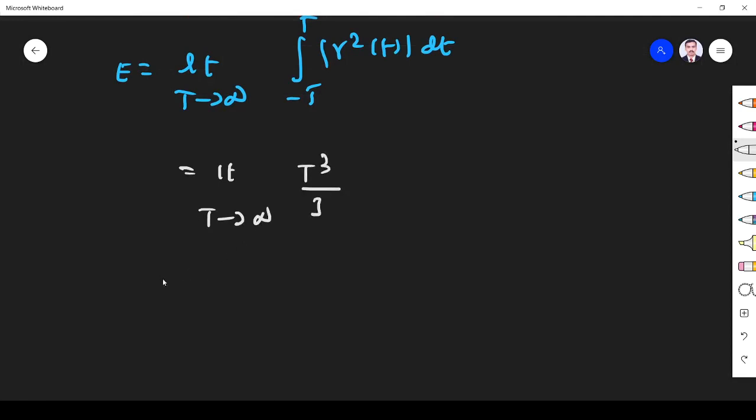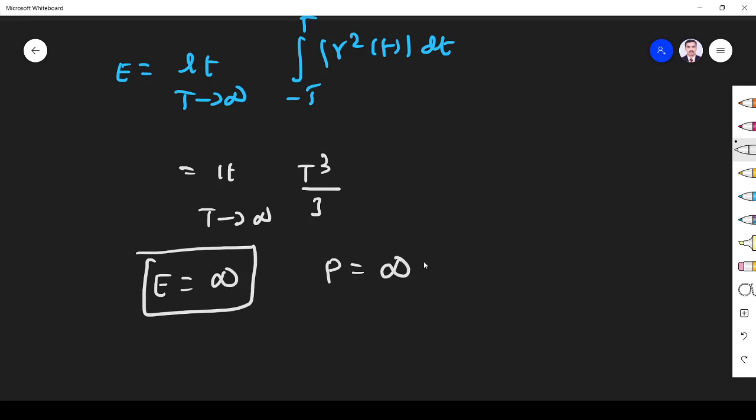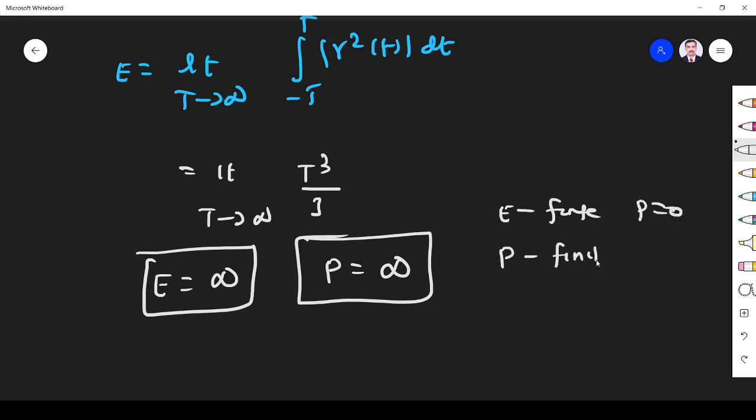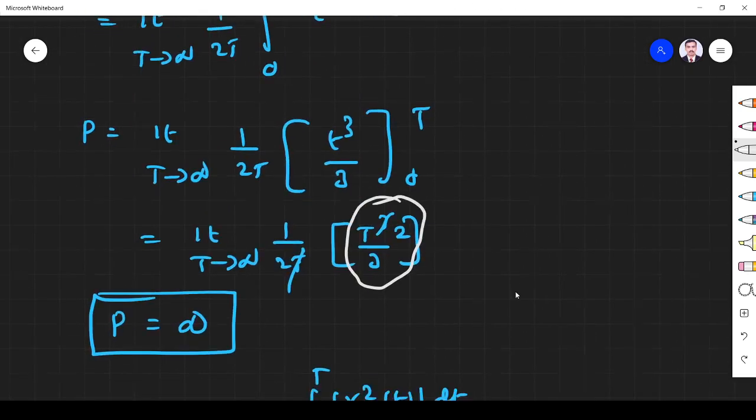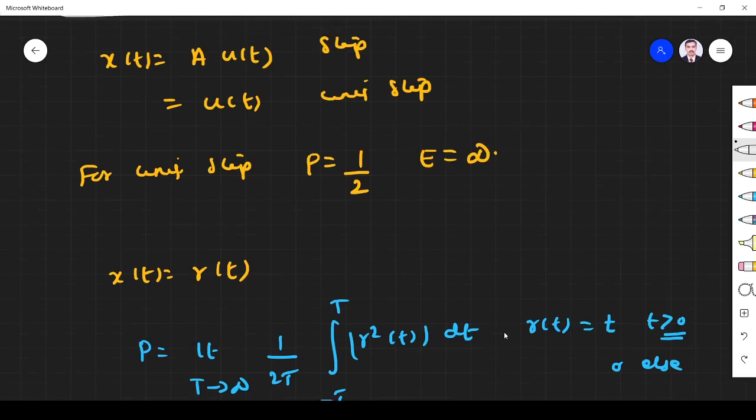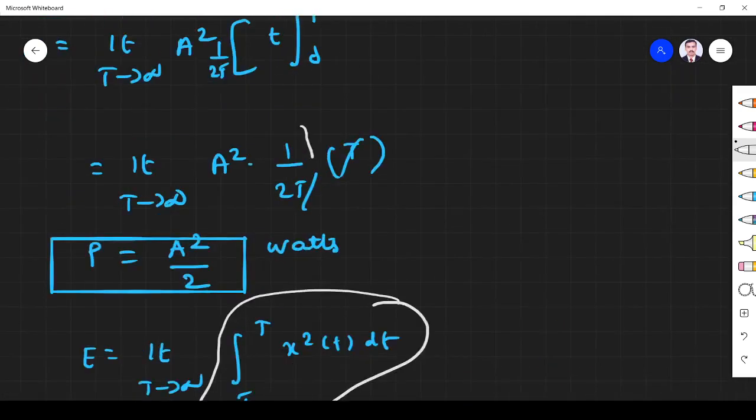What happens? Again, t tends to infinity means infinity. So E is infinity, P is also infinity. For an energy signal, E is finite and P is 0. For a power signal, P is finite and E is infinity. But it doesn't satisfy both. So ramp is neither energy nor power signal. Right? So impulse is energy, step is power, ramp is neither energy nor power.